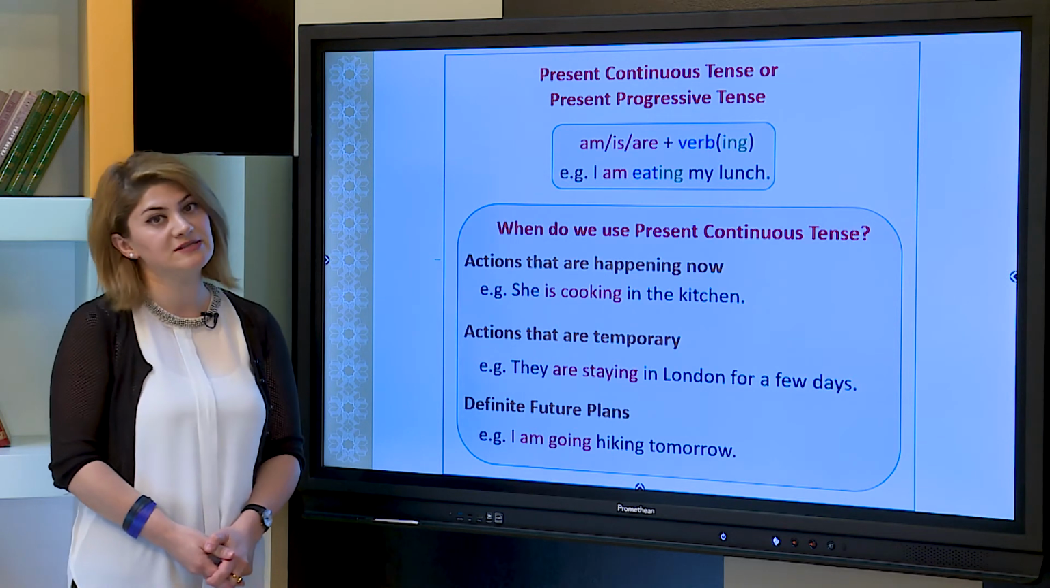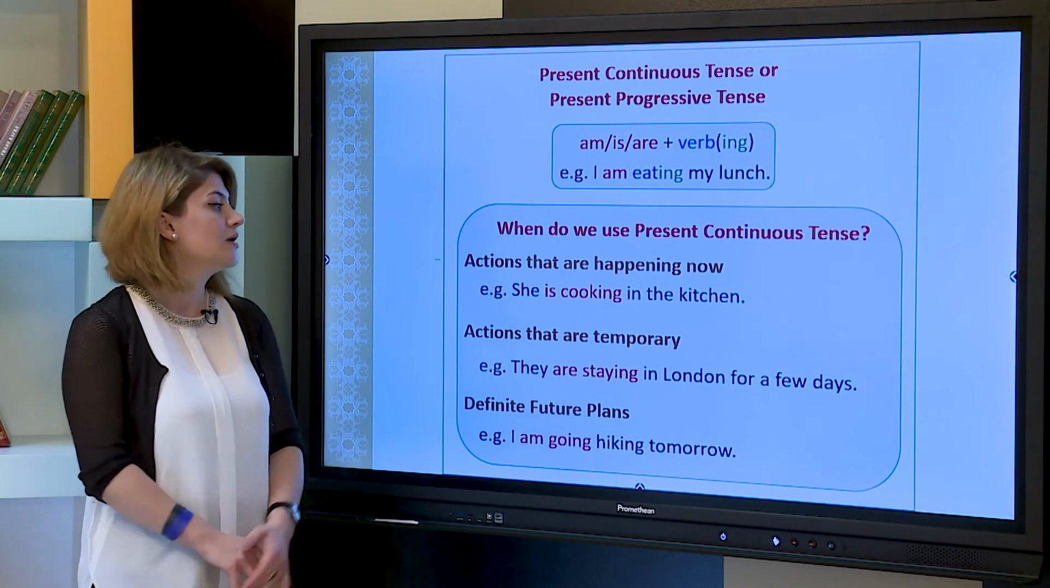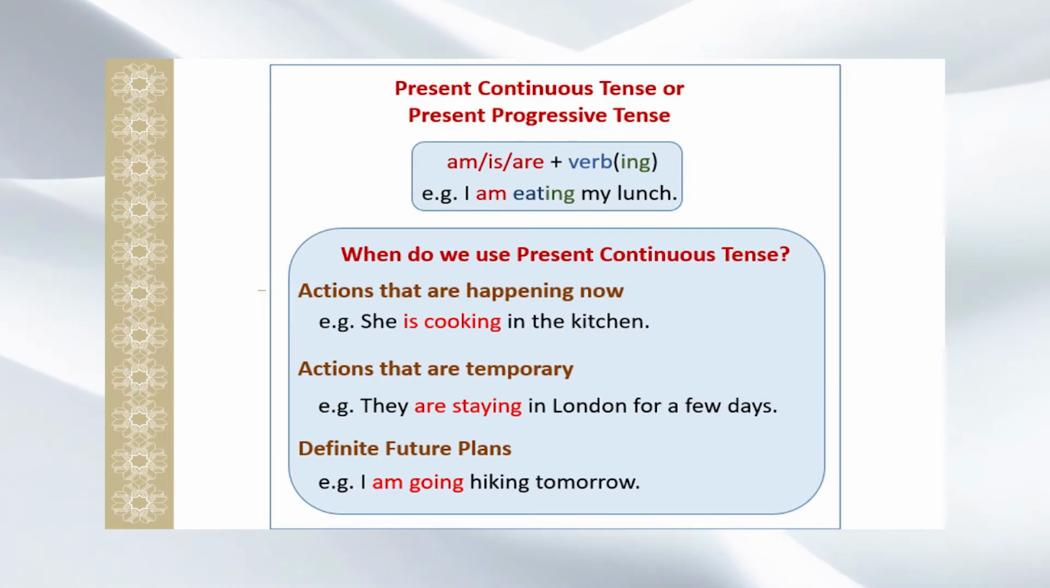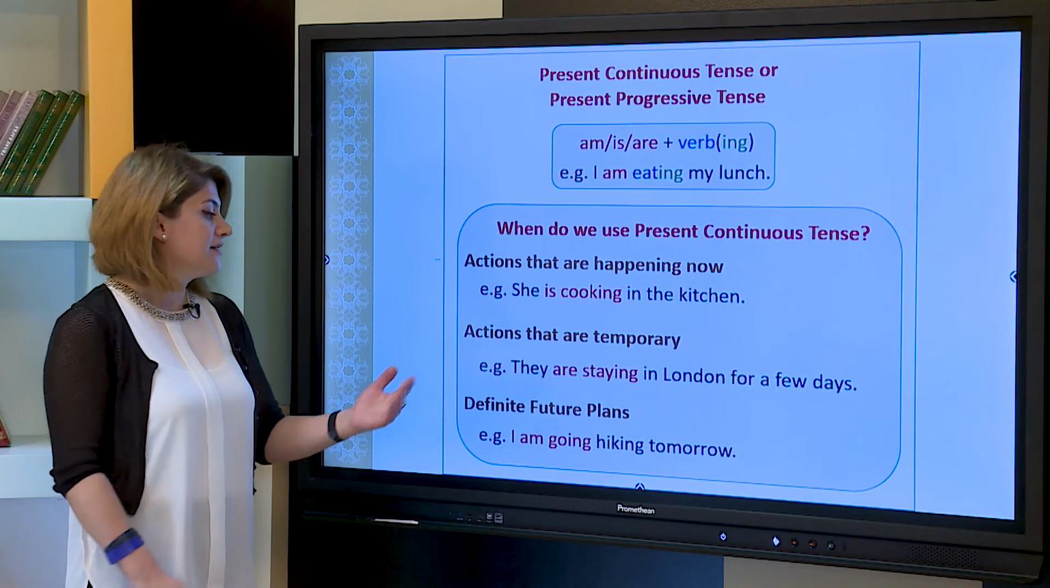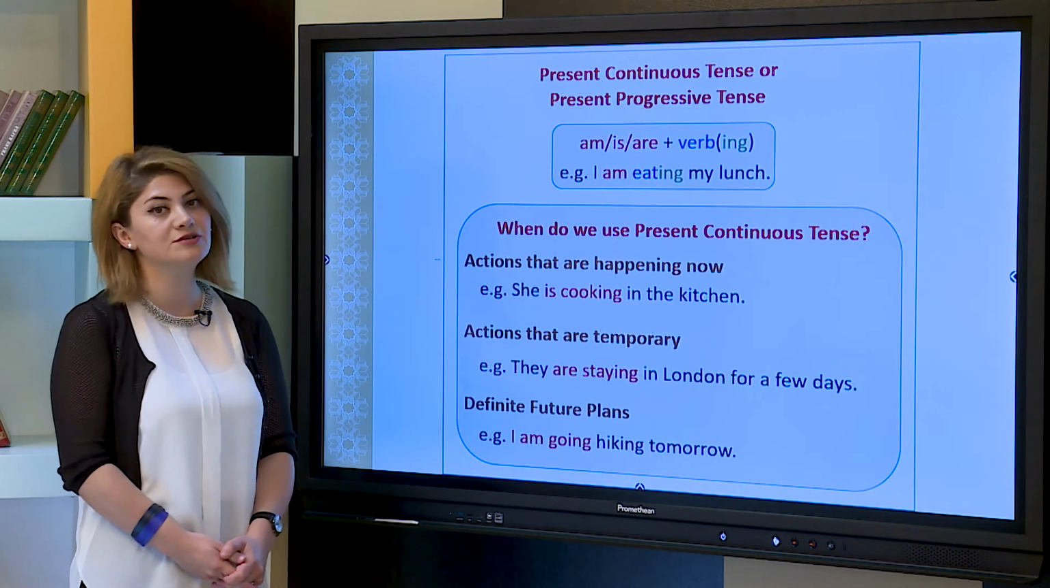When do we use present continuous tense? The first, actions that are happening now. For example, she is cooking in the kitchen. Actions that are temporary. For example, they are staying in London for a few days. Definite future plans. For example, I am going hiking tomorrow.